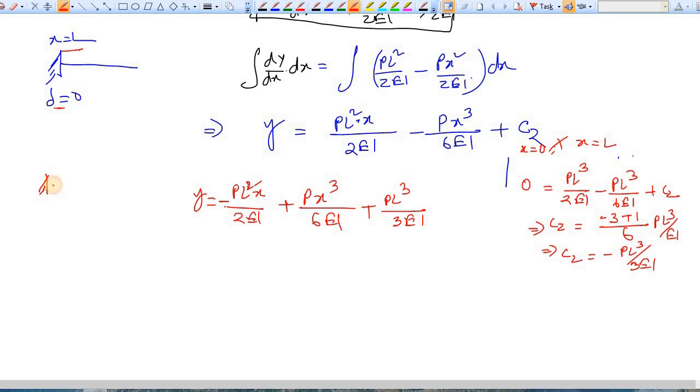So at this free end, when x is equal to 0, what is the deflection? Delta at the free end is equal to, put x is equal to 0, you will get PL cube by 3EI. This is positive. As per our sign convention, this was x as positive, this was y as positive.